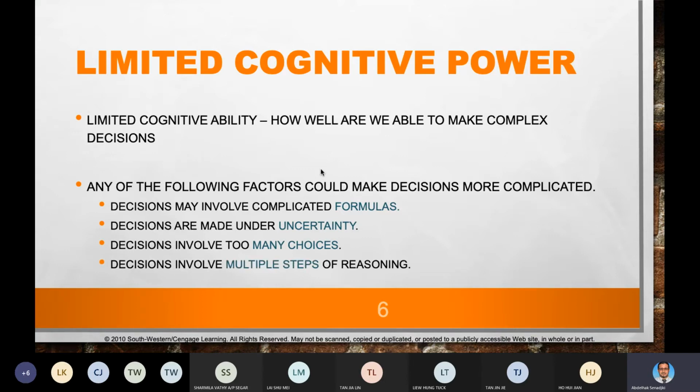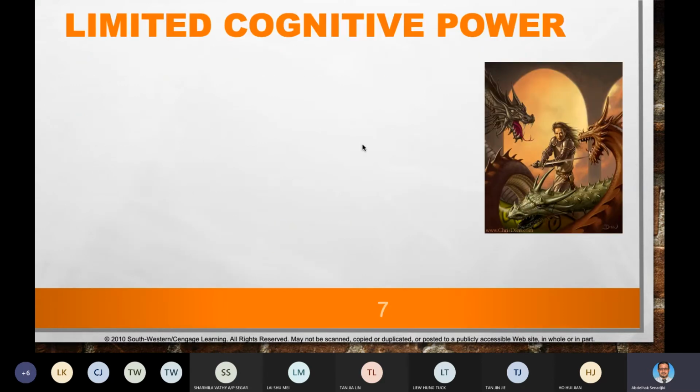Decisions also involve multiple steps of reasoning. I'm not sure if you studied this sequential decision in Microeconomics 1. For example, I am a company and there is another competitor company. My decision is based on his decision, either I'm the follower or I'm the leader. Let's say I make decision A, he follows with decision B. Based on his decision B, I make decision C. So it's multiple steps of reasoning.